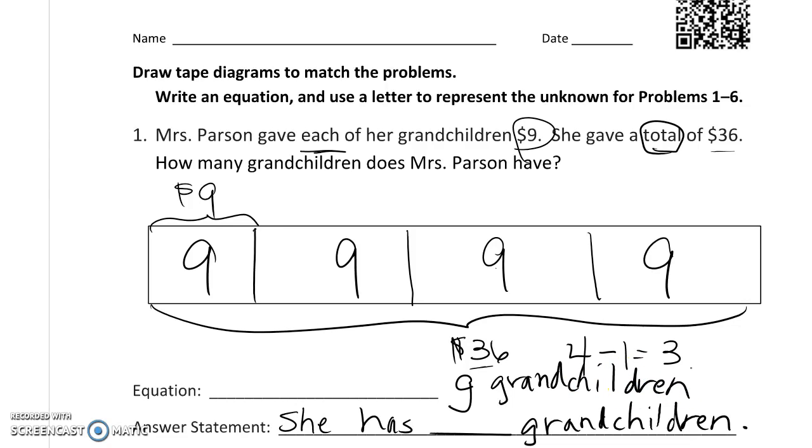Okay, so to figure that out, if we know the total, that's a division problem. $36 divided by $9 equals G. G equals 4. So she has 4 grandchildren. That's how you do number 1.